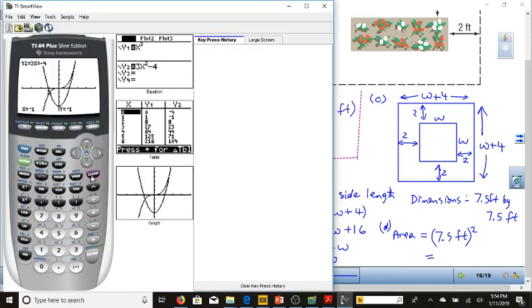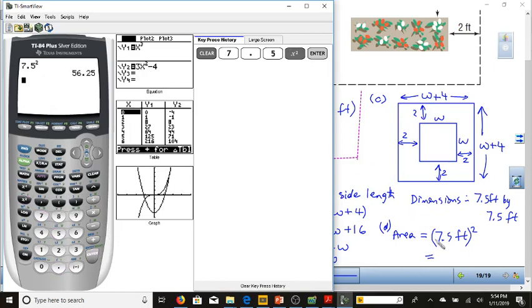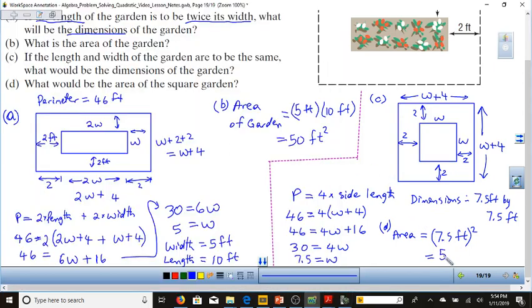So we do 7.5 multiplied by 7.5 is 56.25 square feet. And that's the answer to the question. It seems it's better to make it a square garden rather than the dimensions that were given in part A.